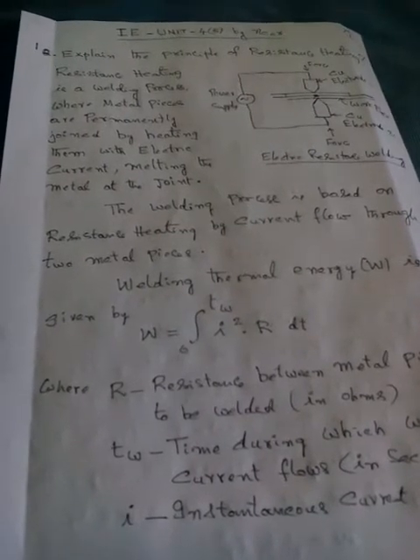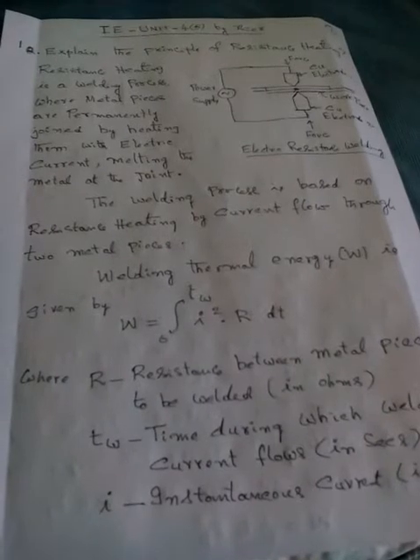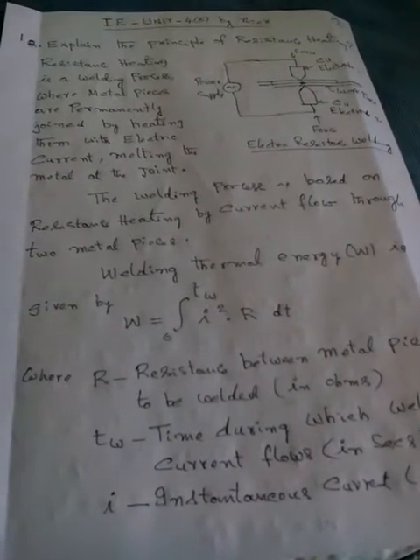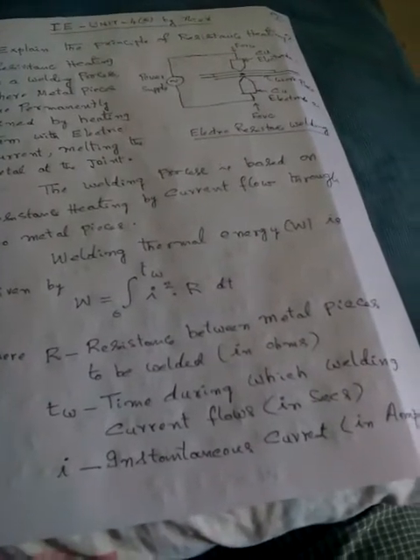So the welding thermal energy W produced is given by W is equal to integral from 0 to TW of I square R dt, where R is the resistance between the metal pieces to be welded in ohms, TW is the time during which welding current flows in seconds, and I is the instantaneous current in amperes.